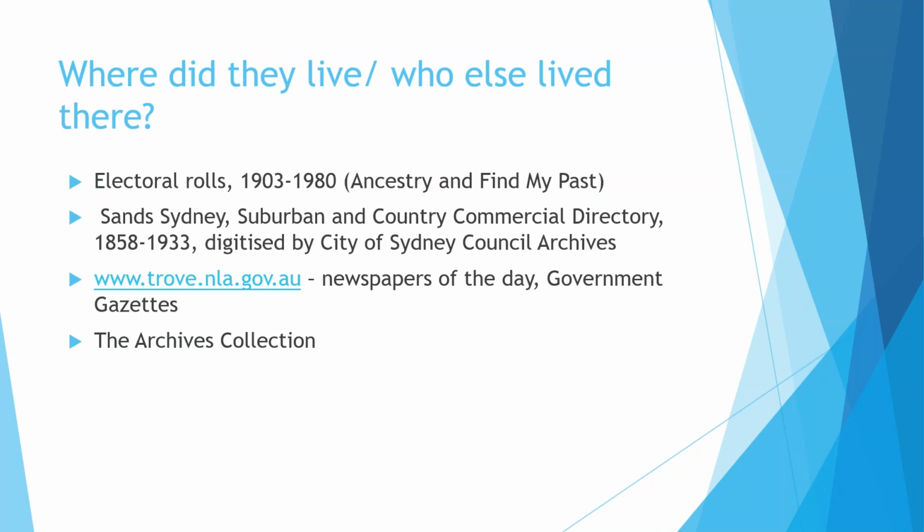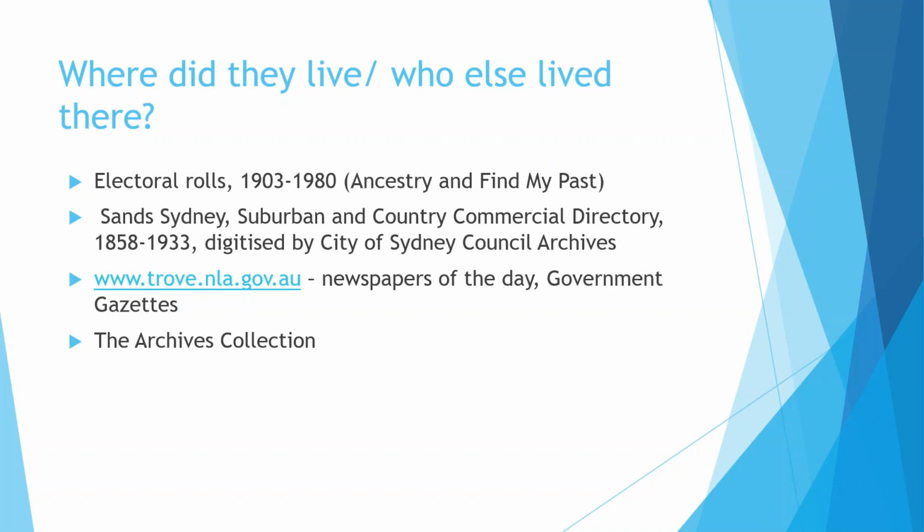Thinking about where an ancestor you're researching lived, or who else might have lived in the property you're researching, sources such as electoral rolls and directories like the Sands Directory can be very useful. Electoral rolls between 1903 and 1980 have been digitised on the Ancestry and Find My Past websites. These are subscriber websites, but many public libraries, and indeed our own reading room, provide free access to both of these websites.